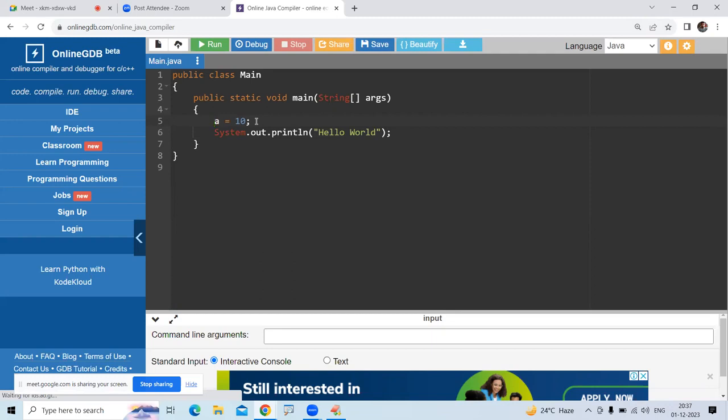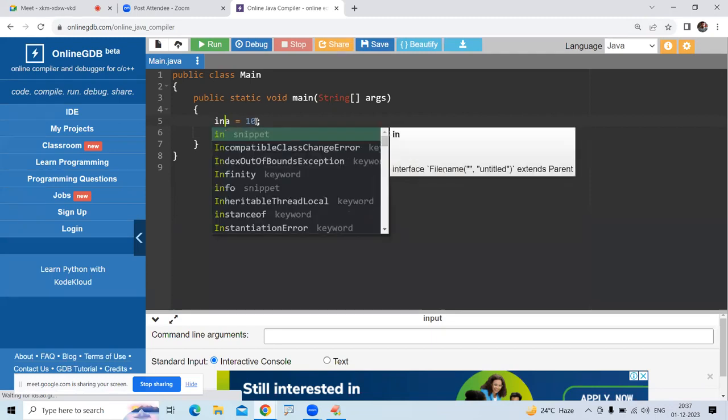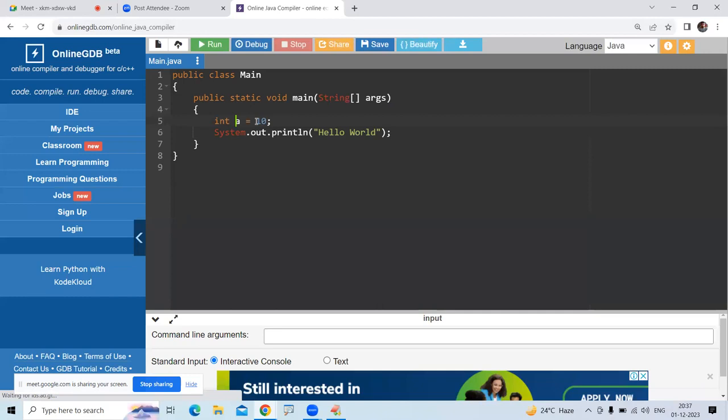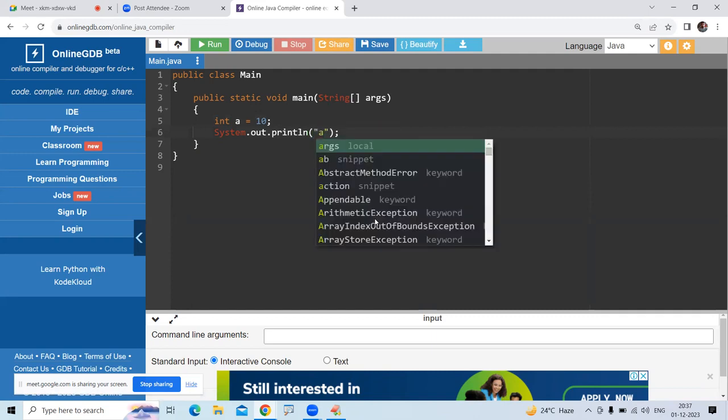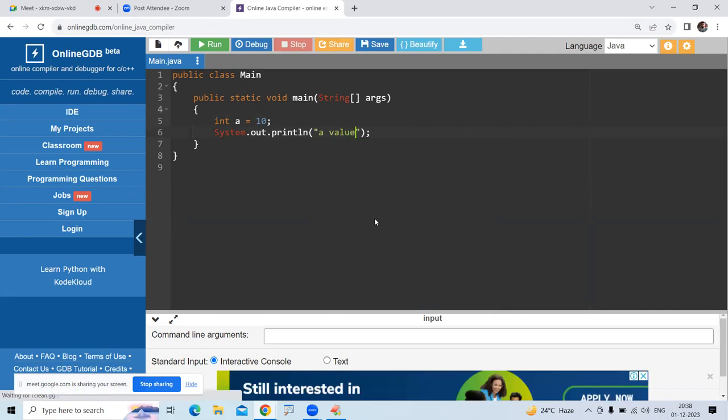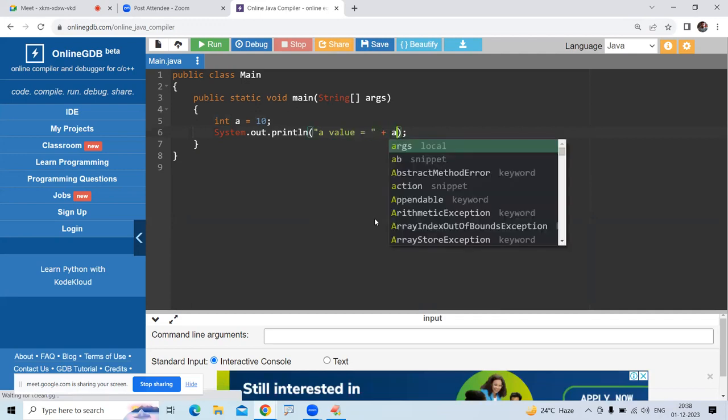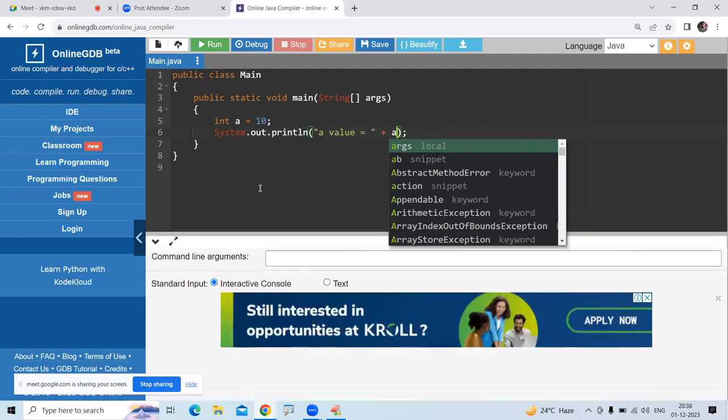Sir, which type it is? 10 is an integer type. Yes, int I am taking. I'm printing the a value. With our previous knowledge, just with a message I am writing, a value equals to plus a. It will display the a value.